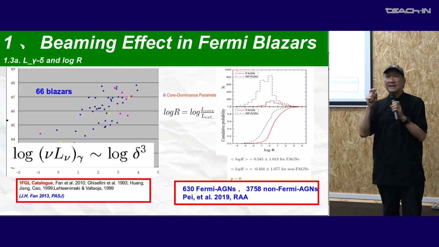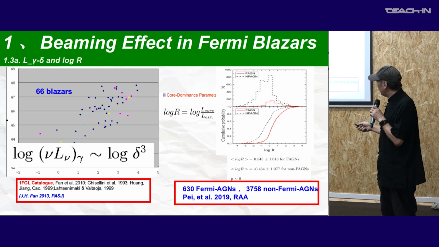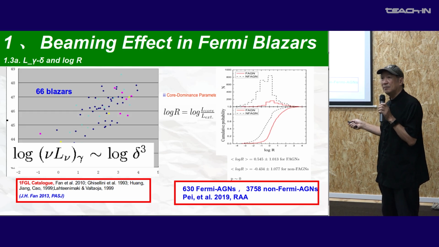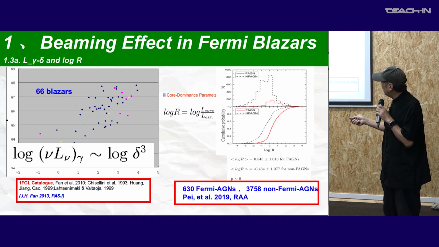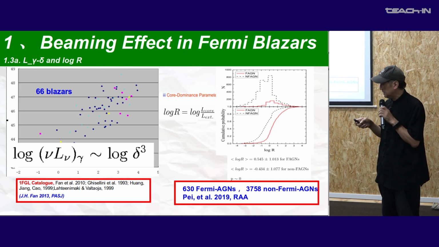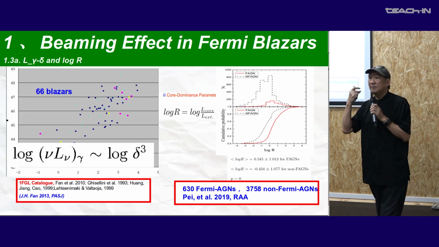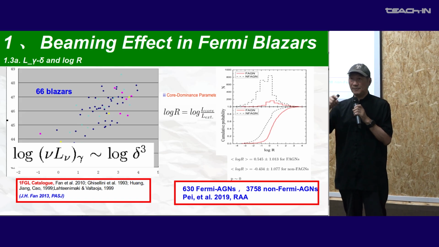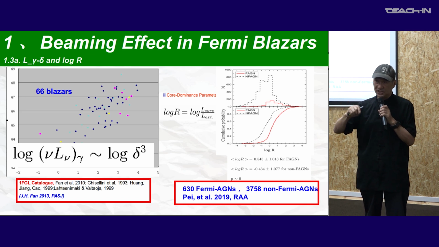Then we calculate the gamma ray luminosity, and if we put the gamma ray luminosity on the y-axis, and the Doppler factor to the power 3, we can get the result. We say the luminosity increases with the increase of the Doppler factor. It perhaps tells us that the gamma ray luminosity is boosted.